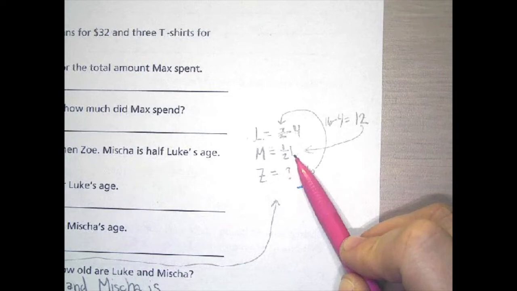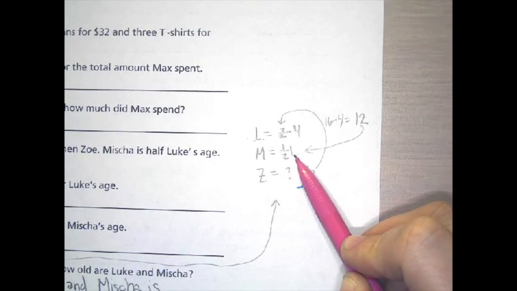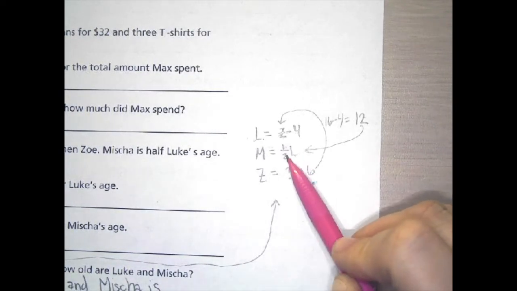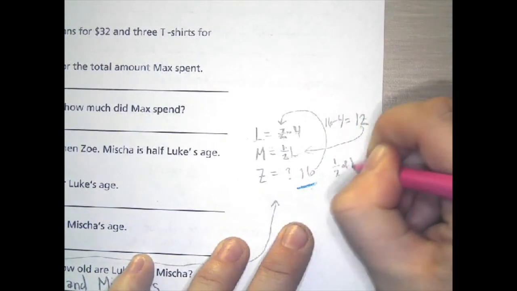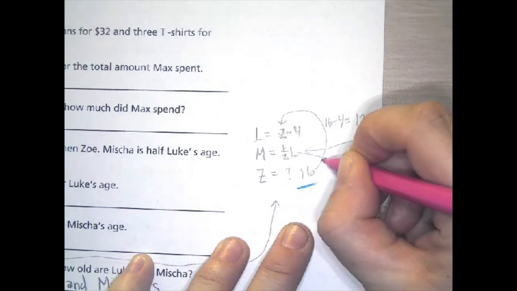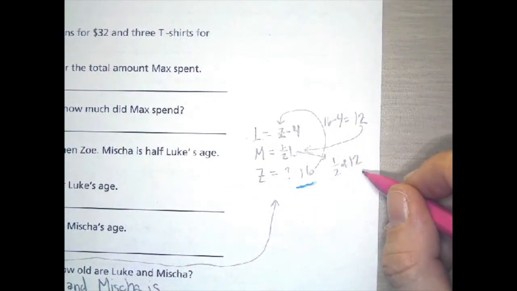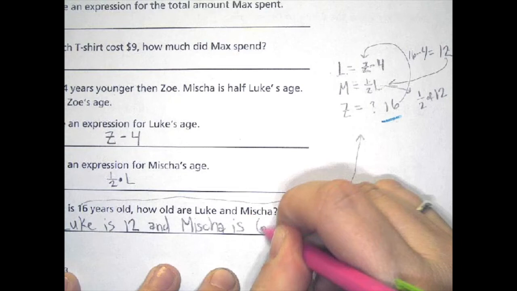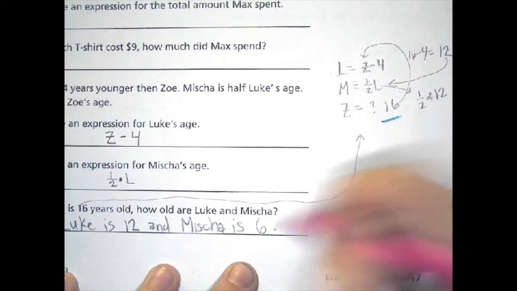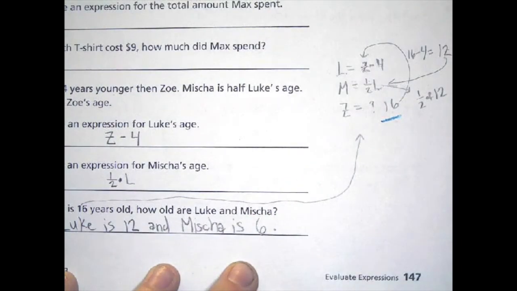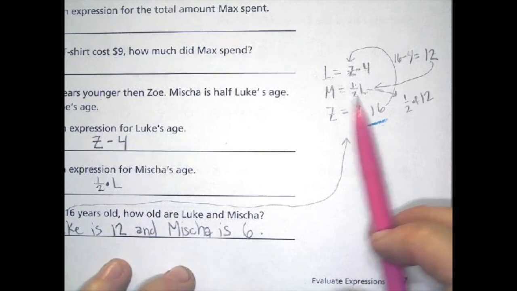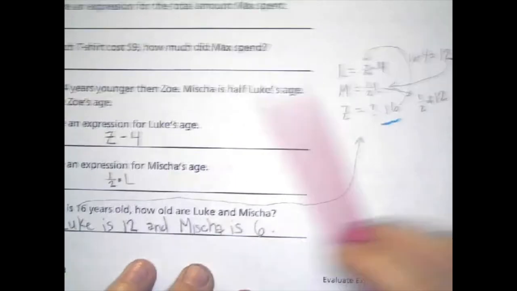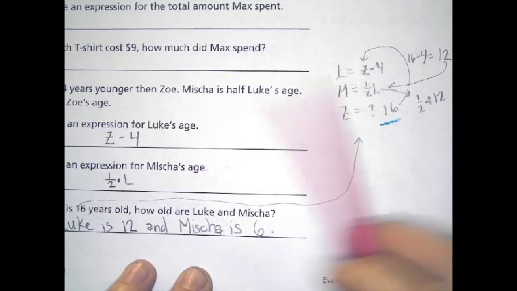Luke is 12. And Misha is, now that I know Luke is 12, I take his number. Look how cool all these notes are. I take his number and I plug it in. Plug in 12 for Luke's age. How old is Misha? What is 1/2 of 12? Let's just write it right here. What is 1/2 of 12 for Misha? 6. Misha is 6. Period.